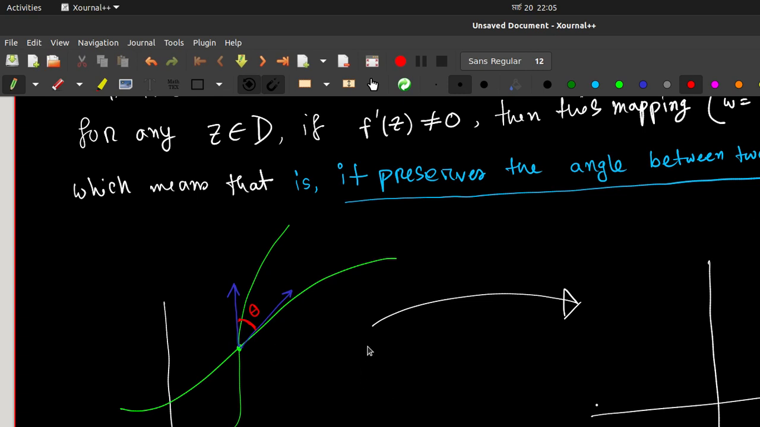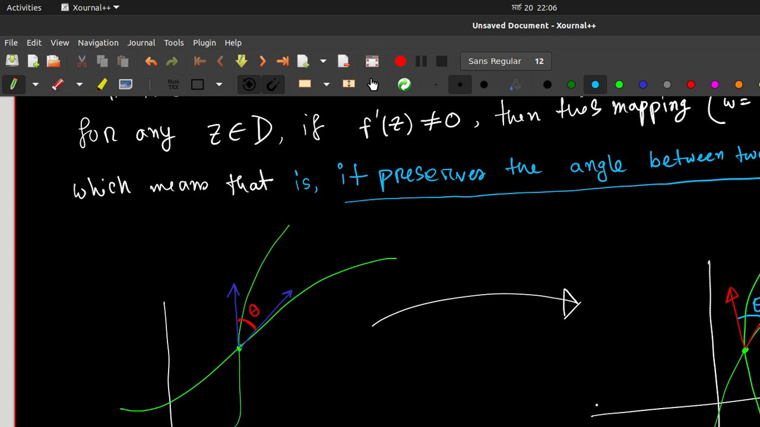If we map this picture on the z plane to the w plane, then again we can get two curves like this, and let's say this is now their intersecting point, and if you draw two tangent lines like this, then this theorem tells you that the angle would still be theta. So this is what preservation of angle means. So this is known as the preservation of angles.